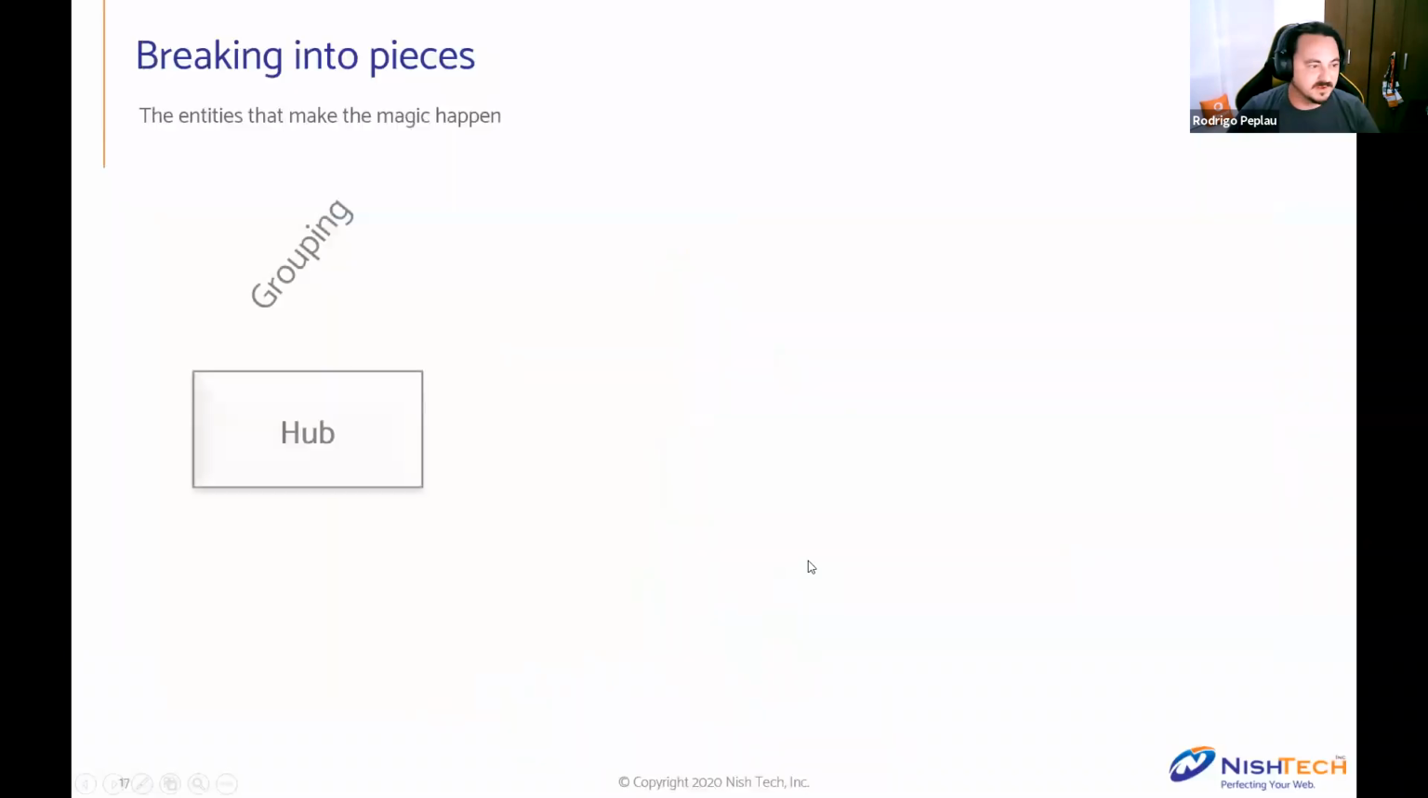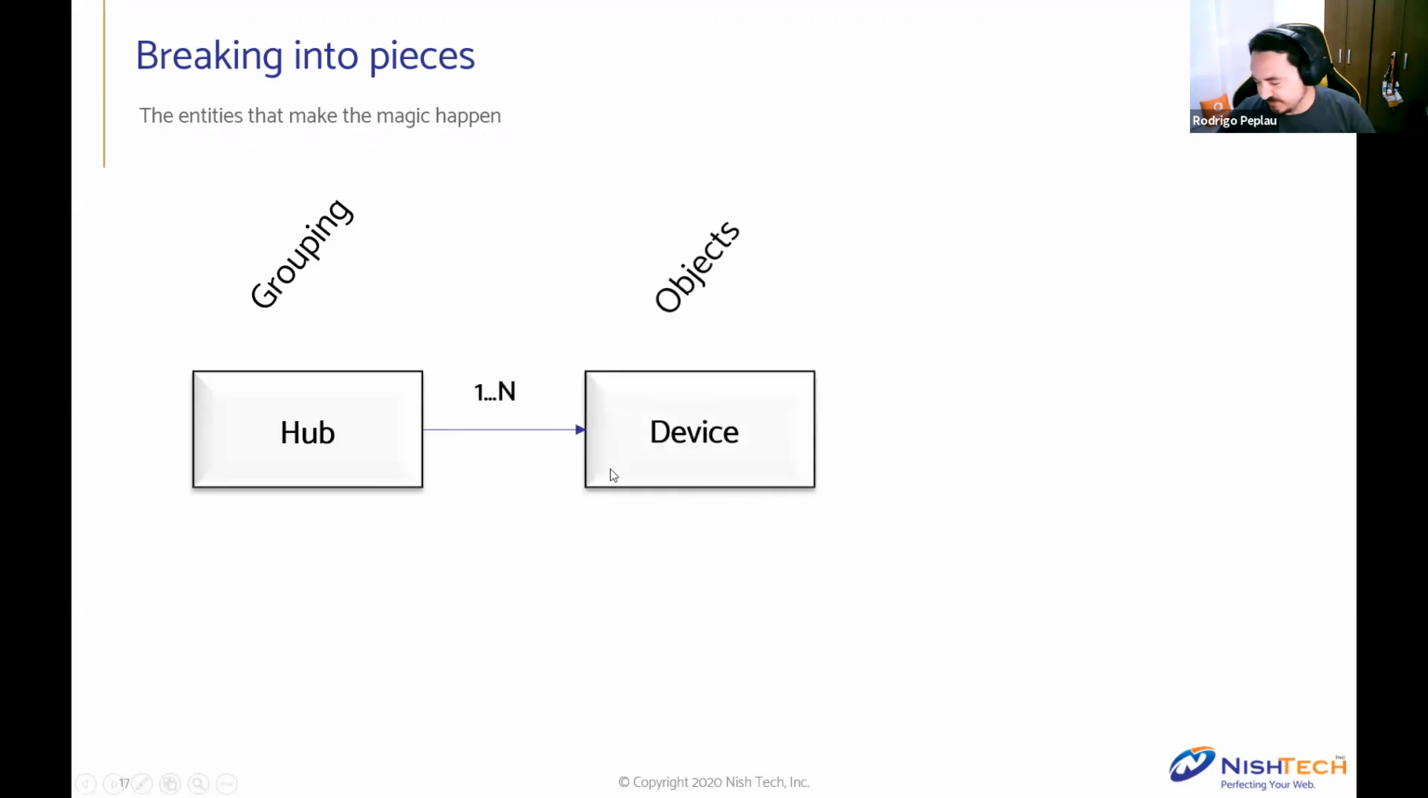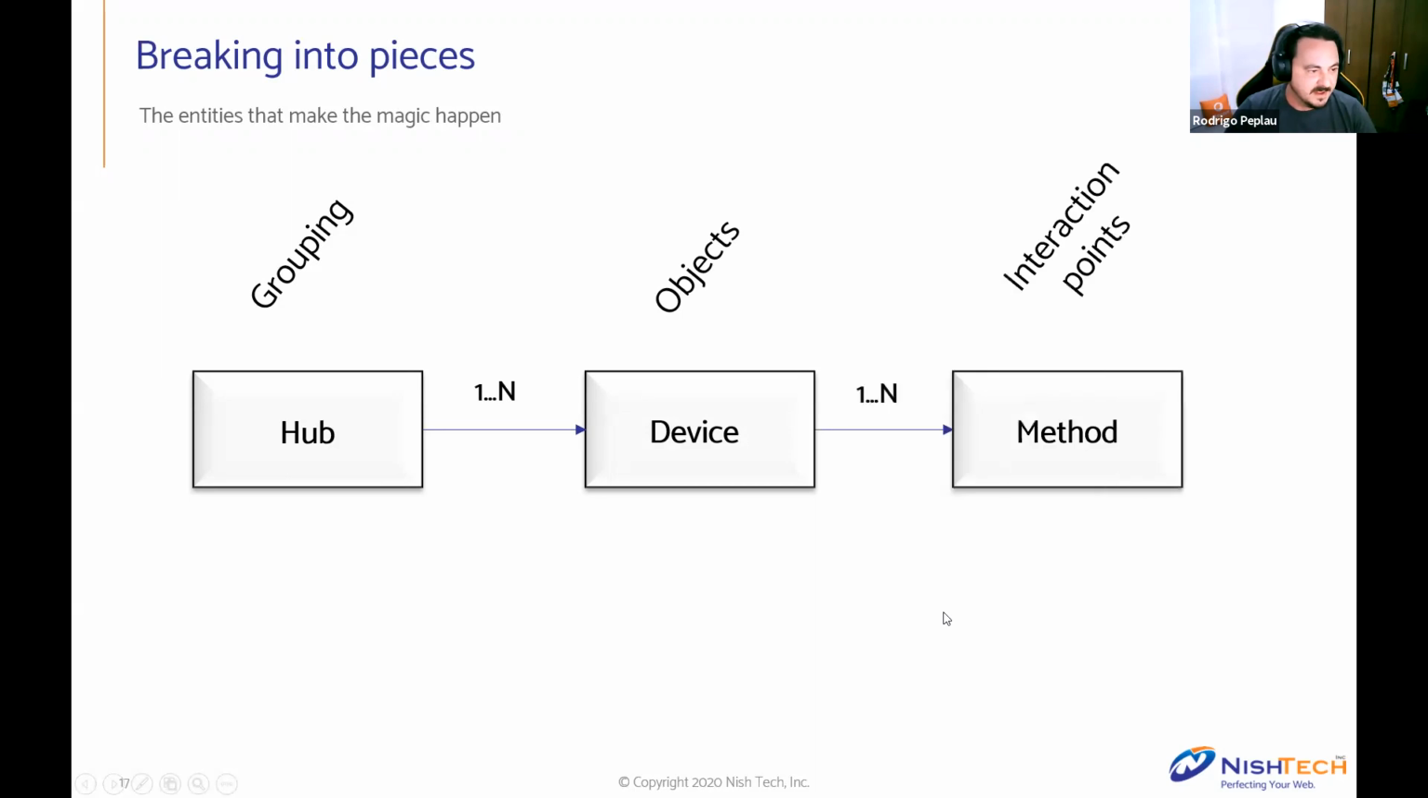Okay, some important concepts. I will start by talking about the hub itself. The hub comes from the name IoT Hub. So the hub here is just a grouping mechanism, an entity to group more devices. The name itself is quite self-explanatory. They represent objects. So every hub can have multiple devices, and each device can have one or multiple methods. The methods are like the interaction points, ways to interact with your device. So request something or get something back from the device.